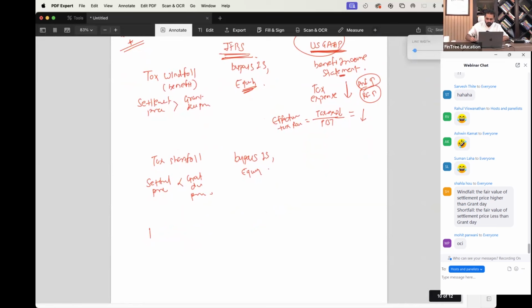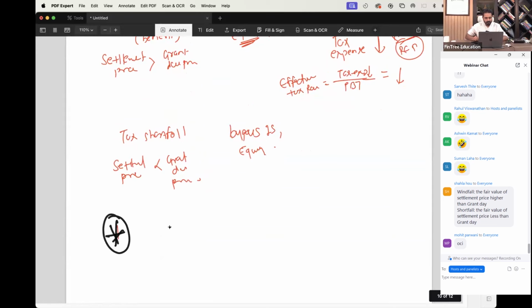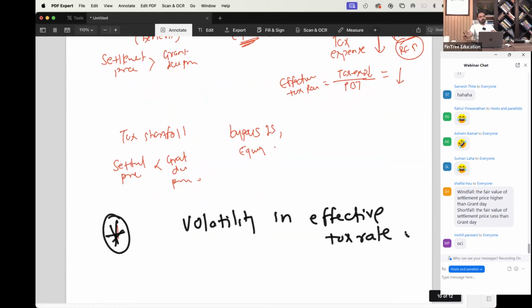so important that I'm going to increase my font size. Under US GAAP, this accounting treatment creates, I hope you're listening, a volatility in effective tax rate. Why? Because some years I will have a windfall, some years I will have a shortfall. It's affected by the market price of the stock.